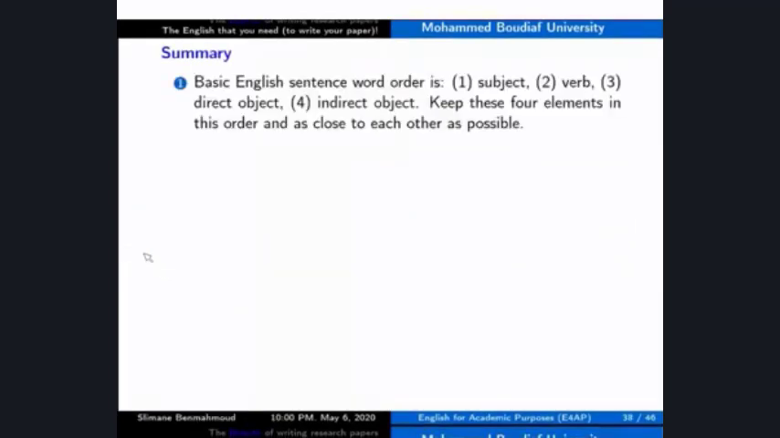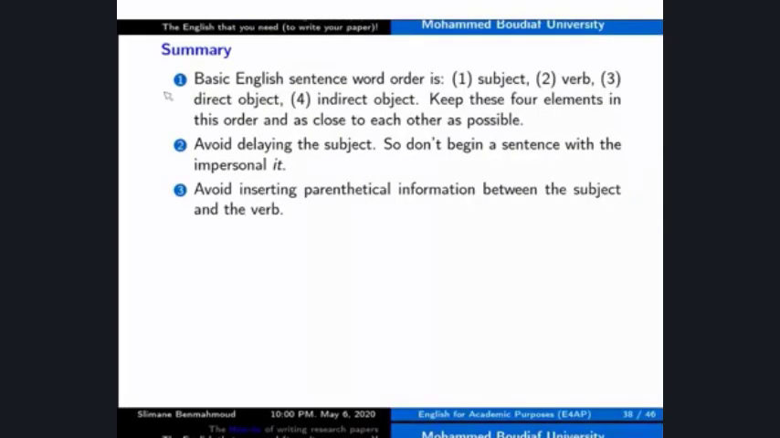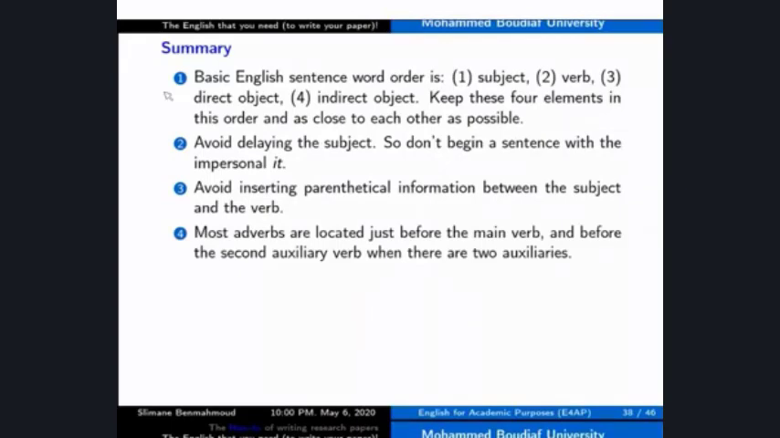Well, let's summarize what we have said so far. Basic English sentence word order is subject, verb, object, and indirect object. Keep these 4 elements in this order as close to each other as possible. Avoid delay in the subject, so don't begin a sentence with the impersonal it. Avoid inserting parenthetical information between the subject and the verb. Those gaps, I was talking about them. Most adverbs are located just before the main verb and before the second auxiliary when there are 2 auxiliaries.